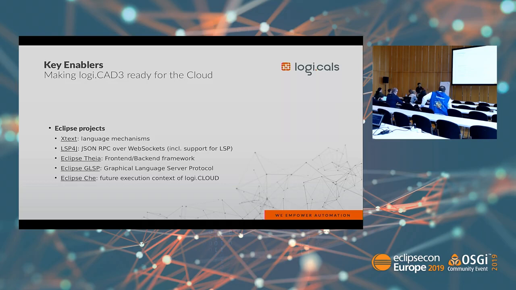Then, of course, Eclipse Theia. This is what you could see in the web browser and what's running in the background. Then Eclipse GLSP, which is used to do this language stuff for graphical components. And today there's another talk about it at 3:10, if you're interested in that. And in the future, not being used right now, Eclipse Che, I think, will play an important role to do the workspace management and to work together with the underlying infrastructure for Logic Cloud.